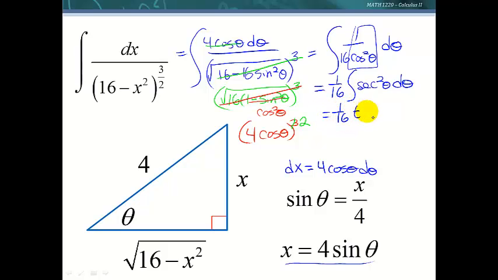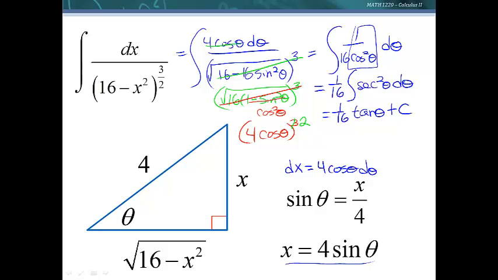The derivative of tangent theta is secant squared theta. So this is 1/16 tangent theta plus our constant of integration. Well, we're almost there, but we're not done because we need to resubstitute and get this back in terms of x. So what is tangent theta?